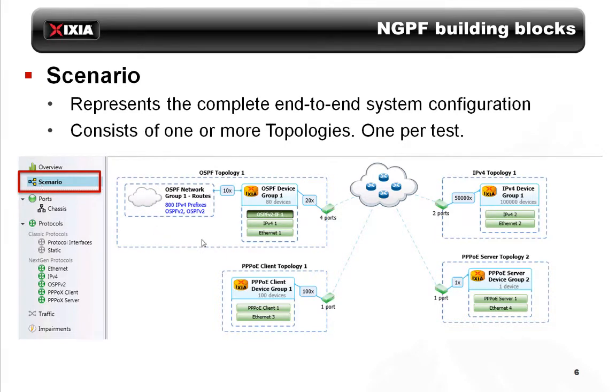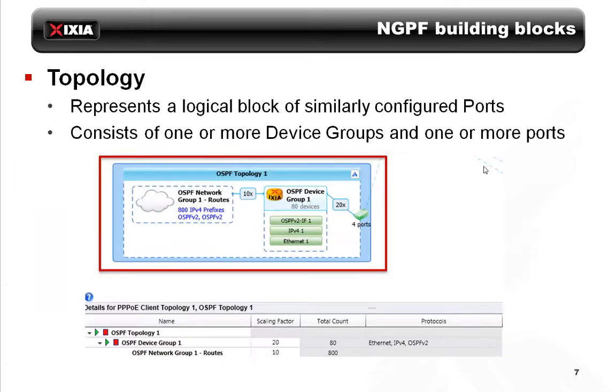You just have one scenario, and in that scenario you'll have multiple topologies, device groups, etc., and we'll get into those terms in a minute. It can have one or more topologies, as shown here. There's 4 topologies of different protocols in each, and again, you can only have one scenario per test.